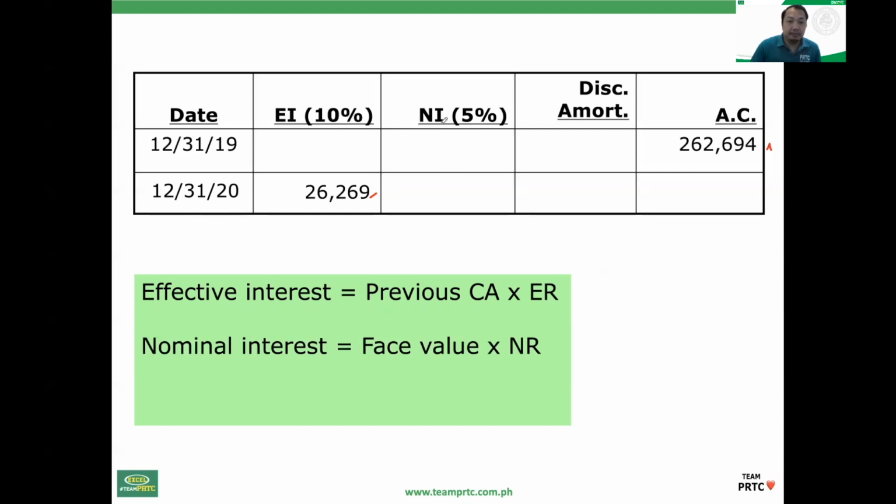Nominal interest, face value times nominal rate. So, 300,000 is the face value times 5%.